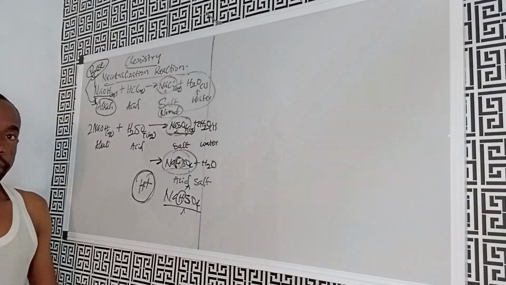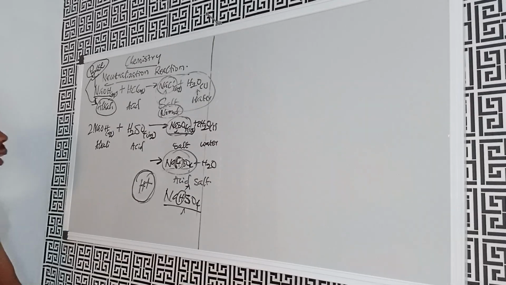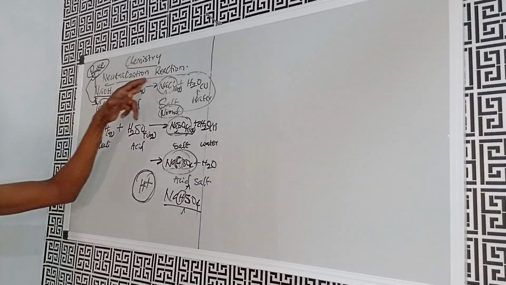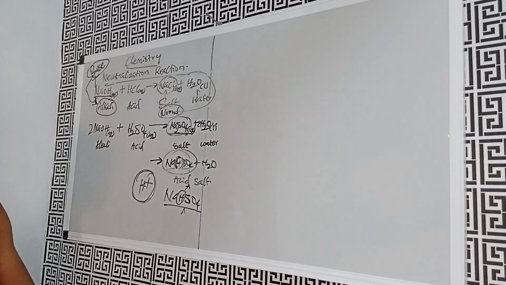Today we will look at chemistry, and in chemistry today we are going to be looking at neutralization reaction. The word neutralization is coined from neutral. It means to neutralize something. So in neutralizing an acid or base, we use either of these solutions to neutralize it. To neutralize a base, you use an acid, or to neutralize an acid, you can use a base.